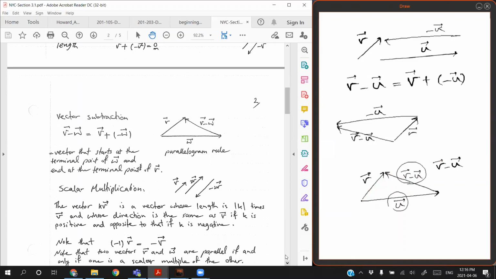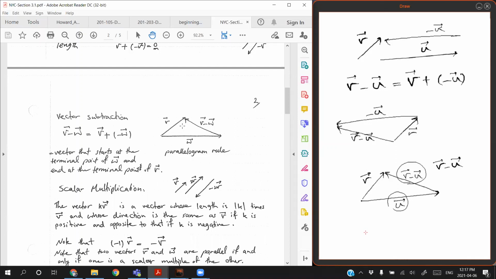So the way you memorize that is this. So here I'm using v and w. v minus w is going to be the vector that starts at the terminal point of w, the second one, and ends at the terminal point of v. So it goes from the end of w to the end of v. It's going to be like that.